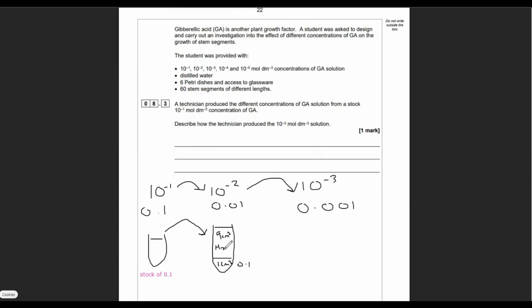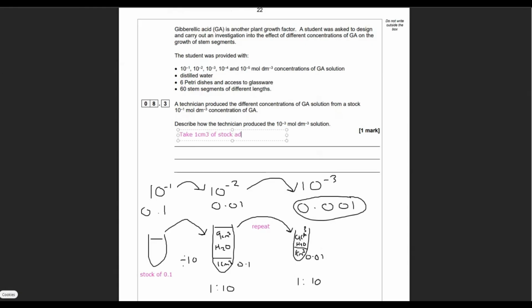Now, I know people think, hold on a minute, isn't the ratio 1 to 9? When you're looking at the amount, you've got to think the total volume is 10. 1 of the stock, 9 of the water, so it's a total volume of 10. You have 1 centimeter of 0.1 in a total volume of 10, so you've diluted it 10 times. Now you repeat that again using the new 10 to the minus 2 as your stock. So you take 1 centimeter of the 10 to the minus 2, add 9 centimeters of distilled water, and the total volume is 10, so it's diluted 10 times again to 10 to the minus 3.